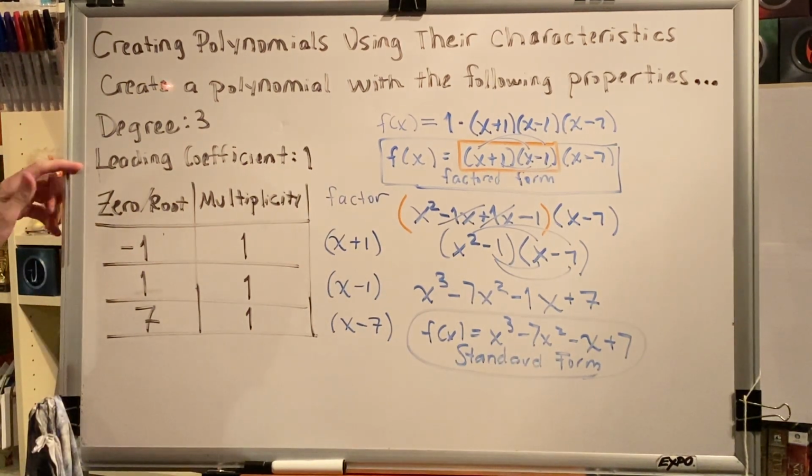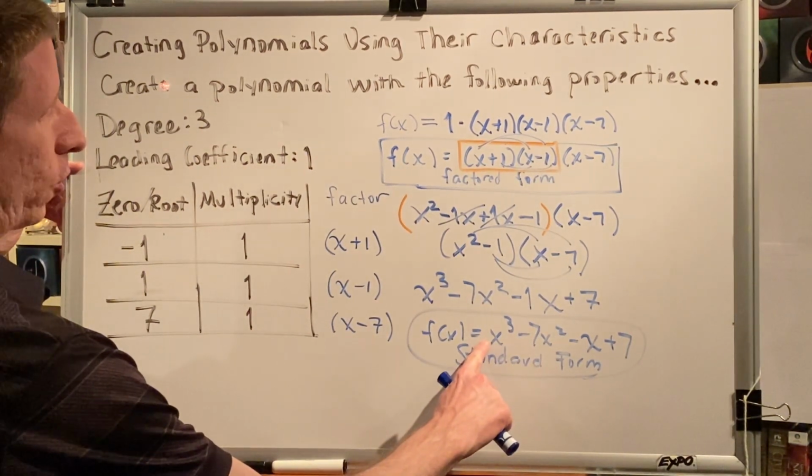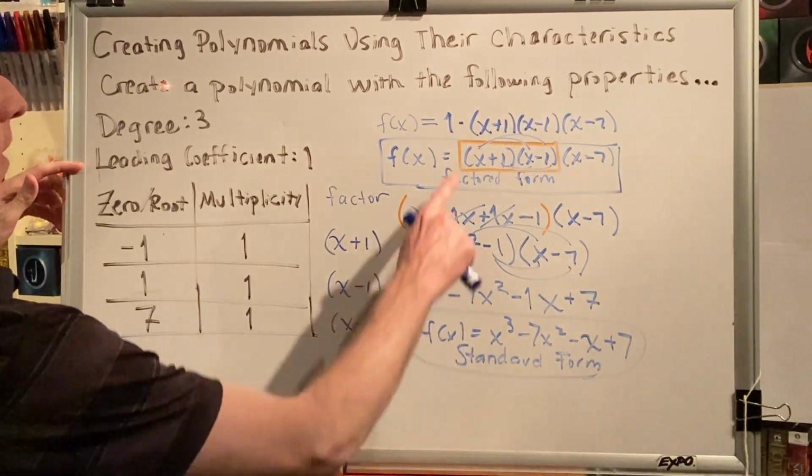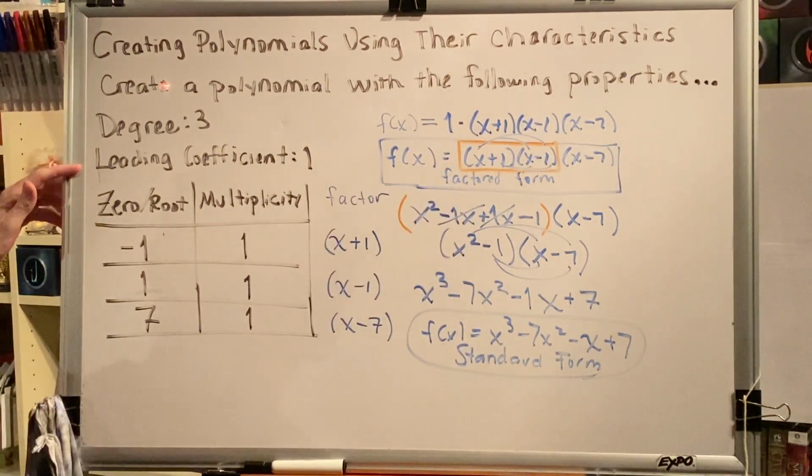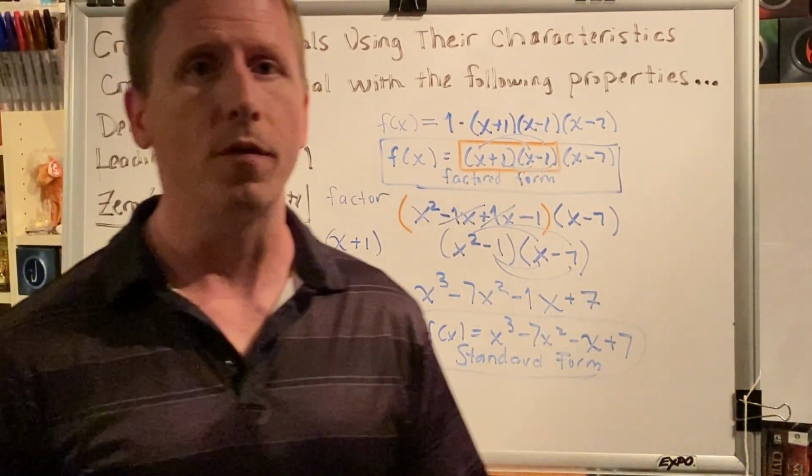The leading coefficient is 1, and that's what we see here. This is equivalent to 1x cubed. And of course, our leading coefficient here was 1. This gives us confidence that we've solved this problem correctly.